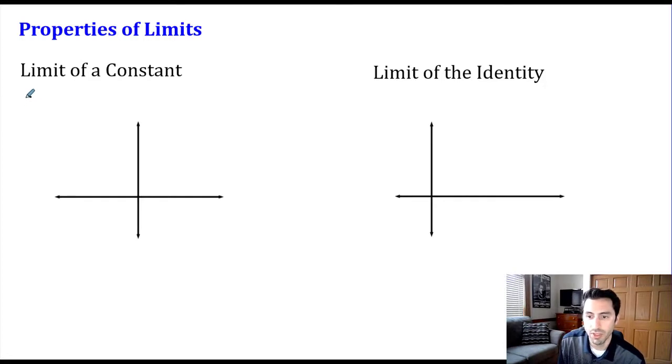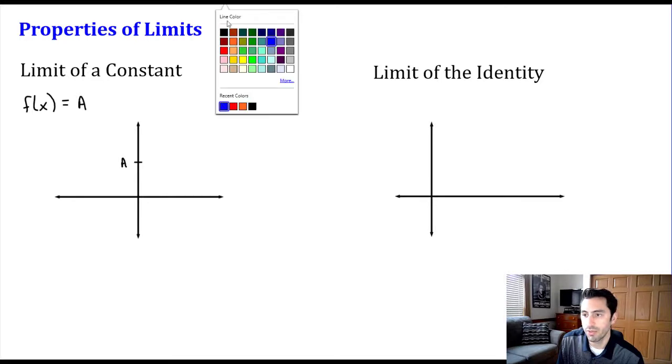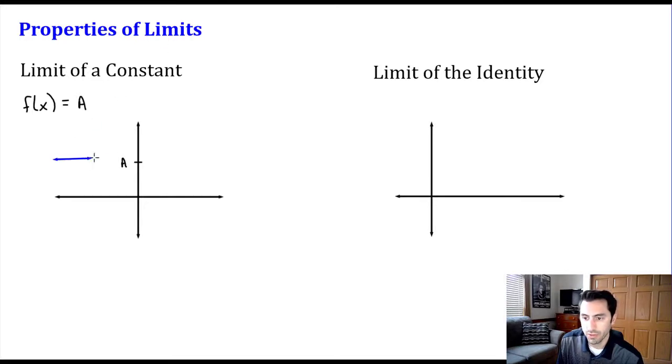So for example, f of x is equal to some number, and let's just call this number a. This could be anything. For example, f of x is equal to 2. That would be a constant function. The graph of this constant function looks like a horizontal line. Somewhere along the y-axis, we have this value of a, and then to graph this, we have a horizontal line going through that value of a. So it looks like this.